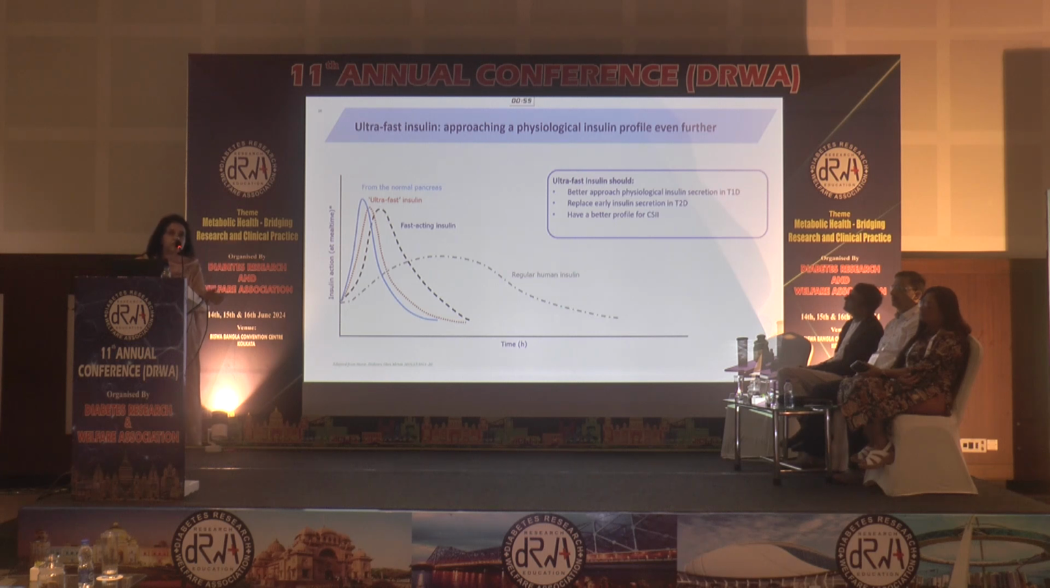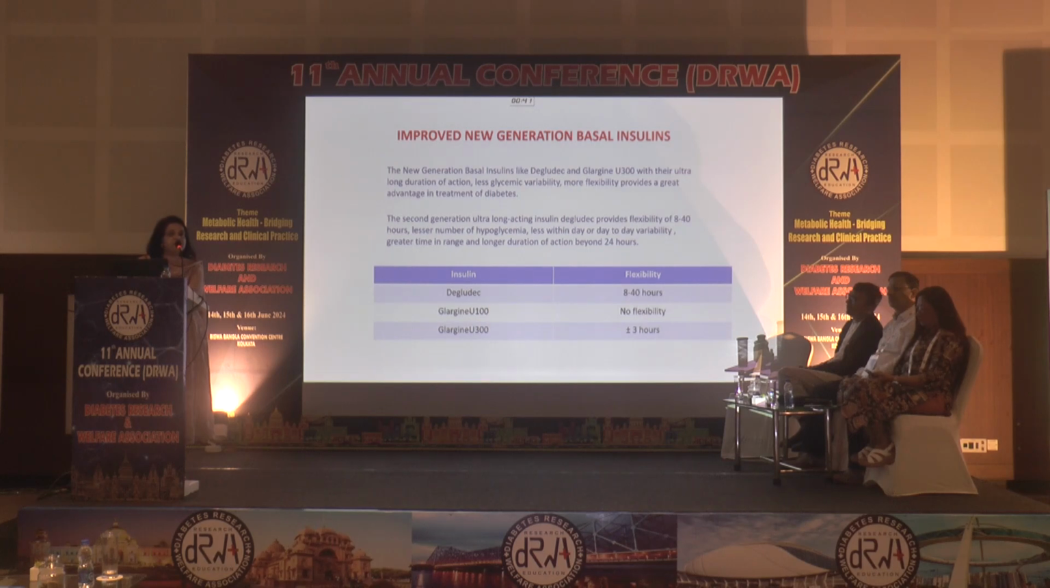But there are certain conditions where you need a larger area under the curve, and that is when you use regular insulin. For example, when the gap between the meals is long, say the child is going to school and is not going to eat for 5 to 6 hours, then maybe you can use a regular insulin. And then you have improved new generation basal insulins.